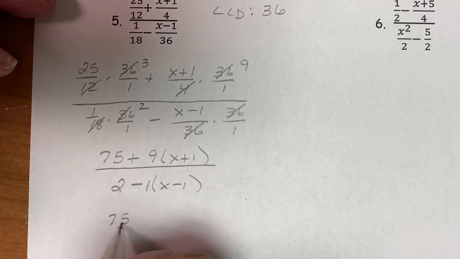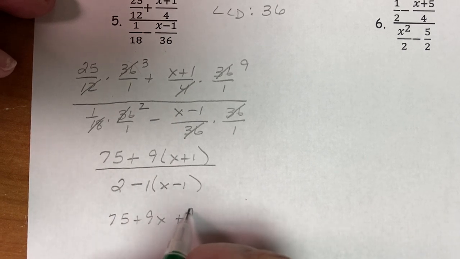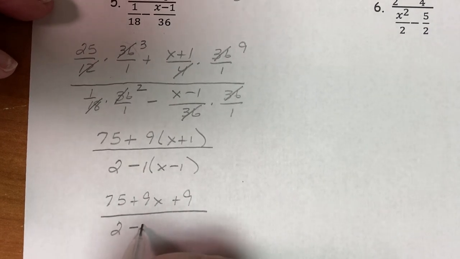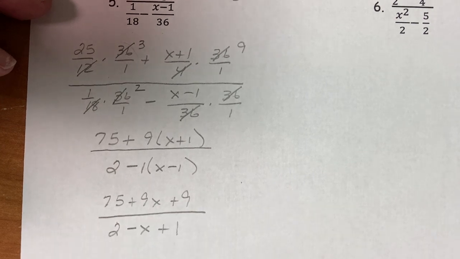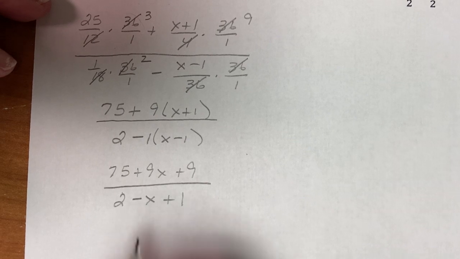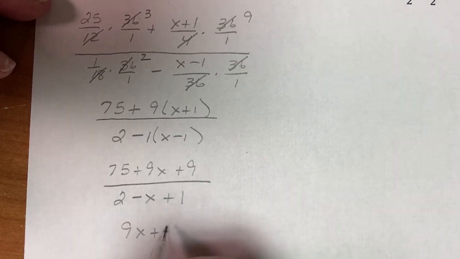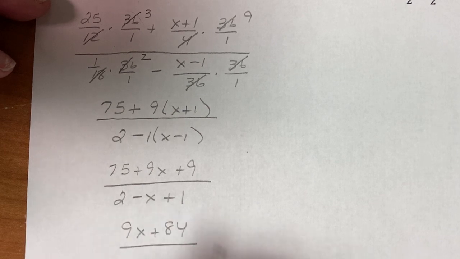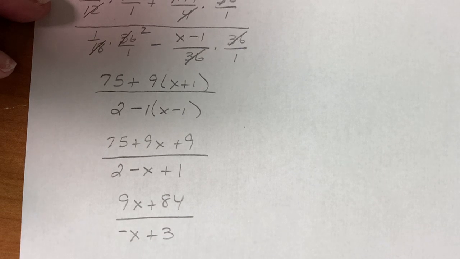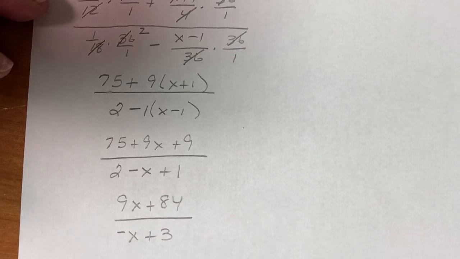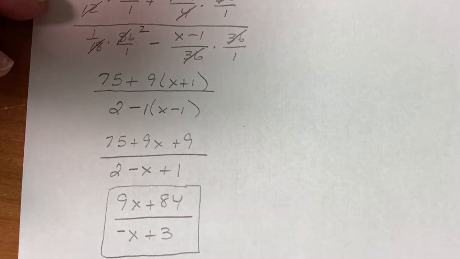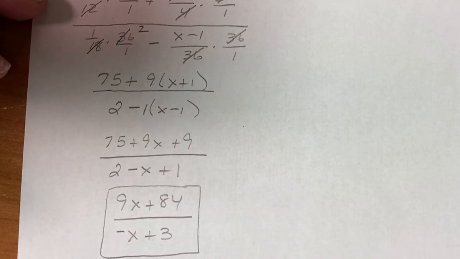So 75 plus 9x plus 9 over 2 minus x plus 1 when we distribute. If I just go ahead and combine like terms, I'm going to get 9x plus 84 over negative x plus 3. And again, that does not simplify. If something were to factor and cancel, we'd go ahead and do that, but I'm not seeing that here, so it looks like we're done.